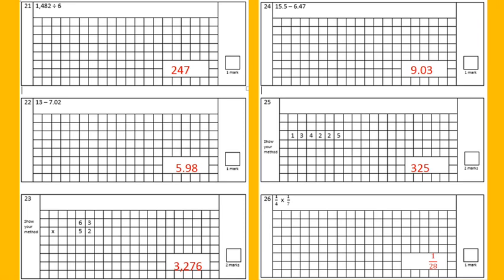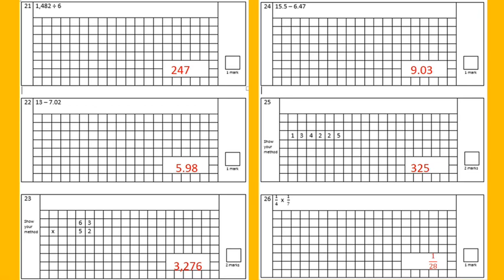Number 22, we've got 13 subtract 7.20. So when you would have done this one in a method, the 7 should have gone underneath the 3 in 13. There would have been nothing underneath the 1. You could have put 0.00 after the 13 if you wanted to, because obviously you're going to be doing some exchanging across the values there. So the answer for that one is 5.98.